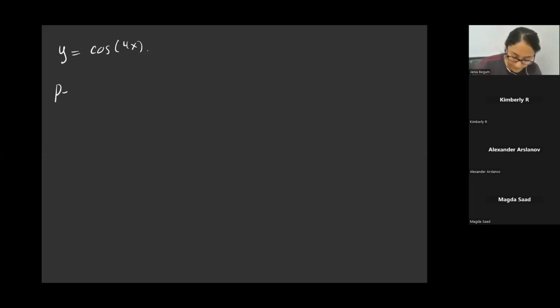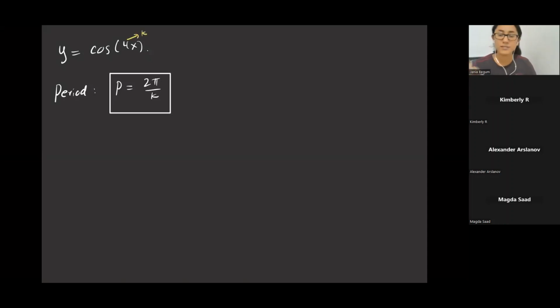So for period, we use the formula P is equal to 2 pi over K. You want to remember that, okay? And K is this number right here. That's your K. It's the number right in front of X. So for this equation, the period would be what? 2 pi over 4, right? Which is pi over 2. So that's the period for this function. Let me know if that makes sense.